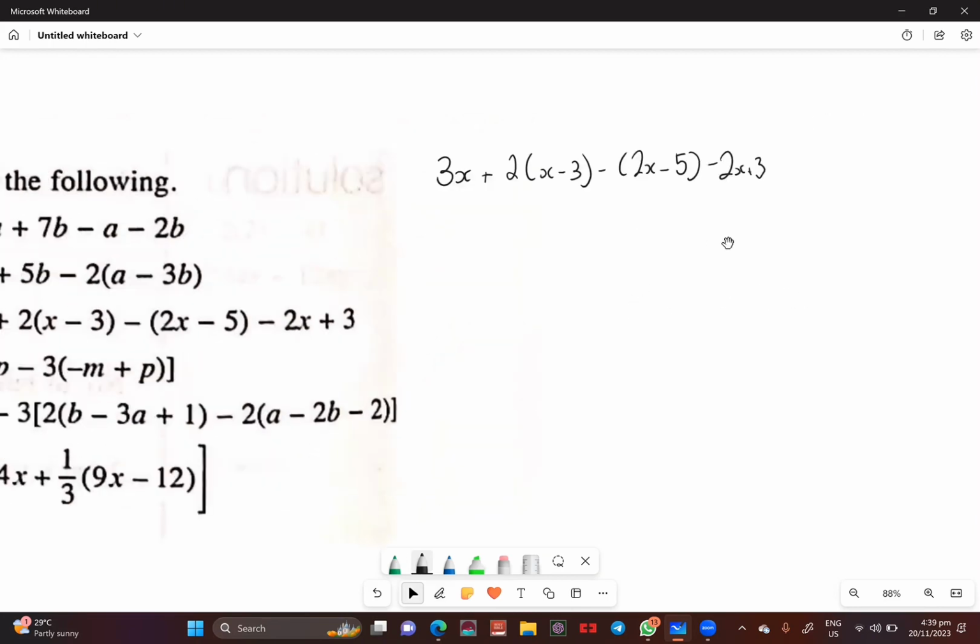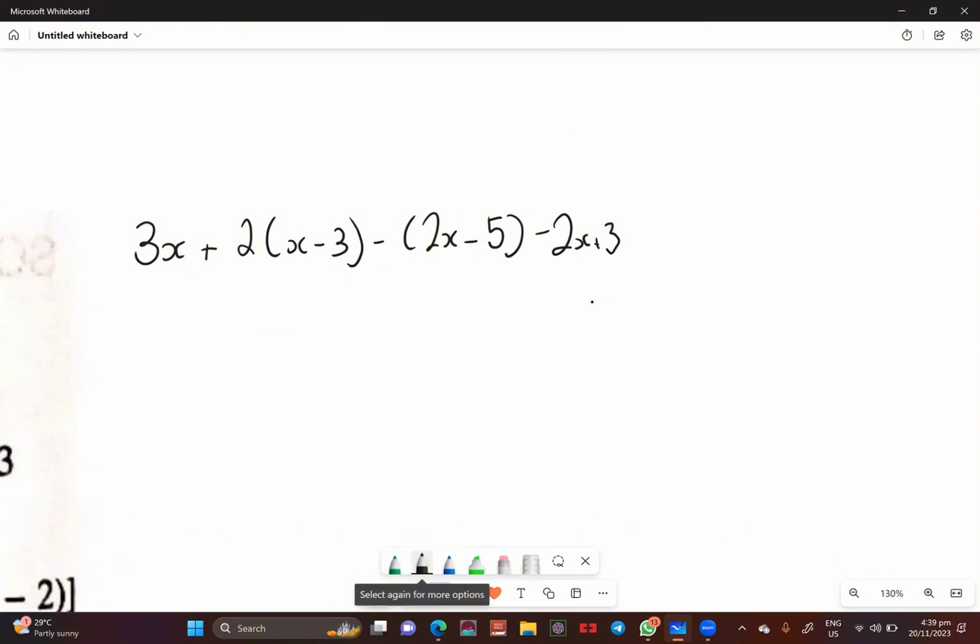Okay, so this is the question. All right, so let's start solving it. Now, how are we going to simplify? The first thing we want to do is really to expand it. So what you want to do is, first things first, solve whatever has the bracket first. 3x doesn't have a bracket, so you can just write it out.